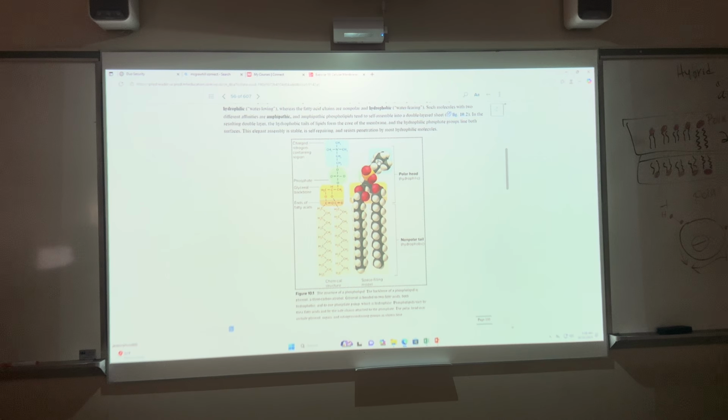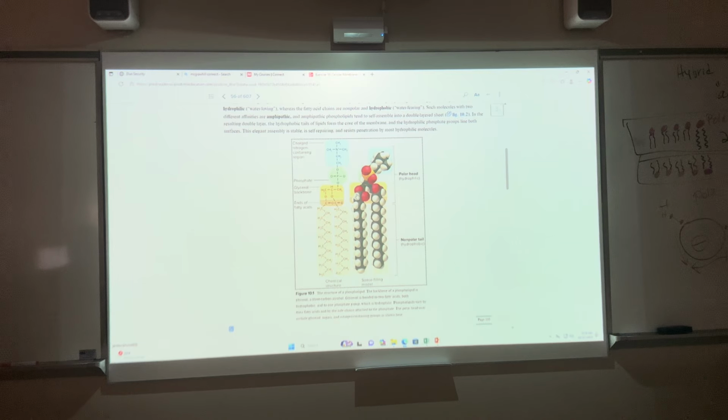The polar head is charged. The charge distribution is uneven, is not neutral. Just like water. Water stole the electrons from the hydrogen because the oxygen was so big. So phosphate is also charged. So that's why we call it a phospholipid. Now look at the structure. The structure of the head, that's the head. This whole part is the head.